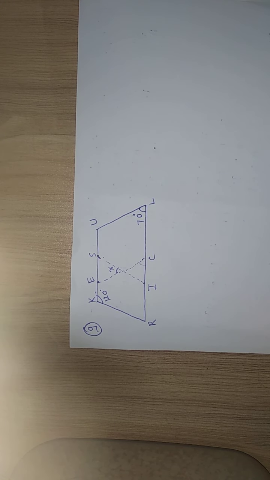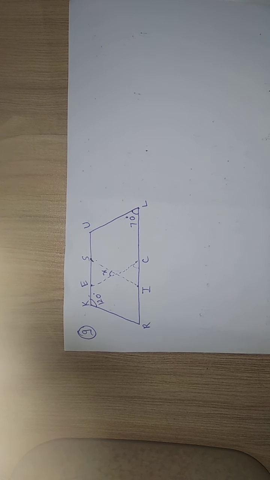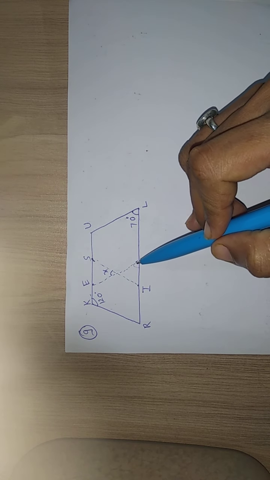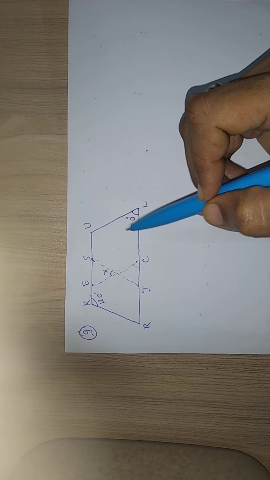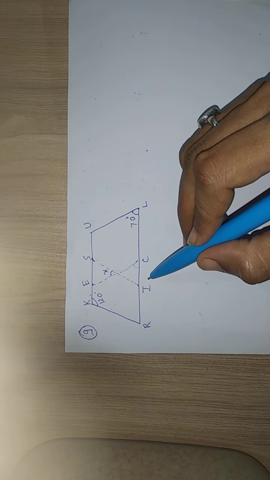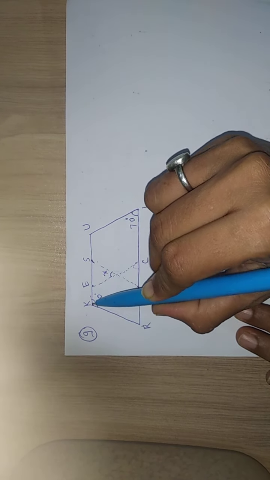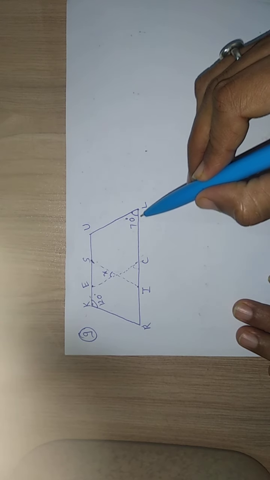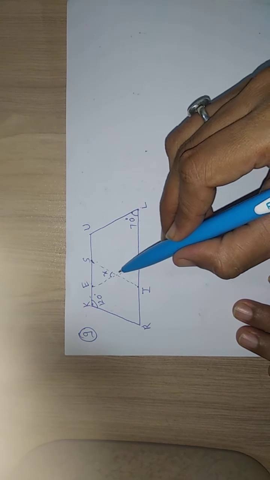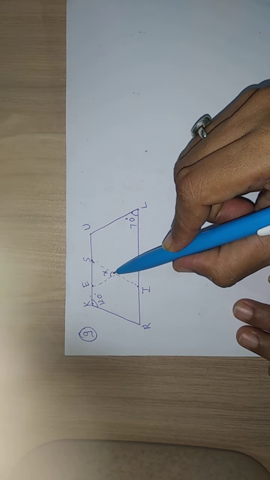Exercise 3.3, question number 9. In the above figure, both RISK and CLUE are parallelograms. Find the value of x. Here, RISK means R-I-S-K. This is a parallelogram. Another parallelogram is C-L-U-E. And we have to find the value of x.